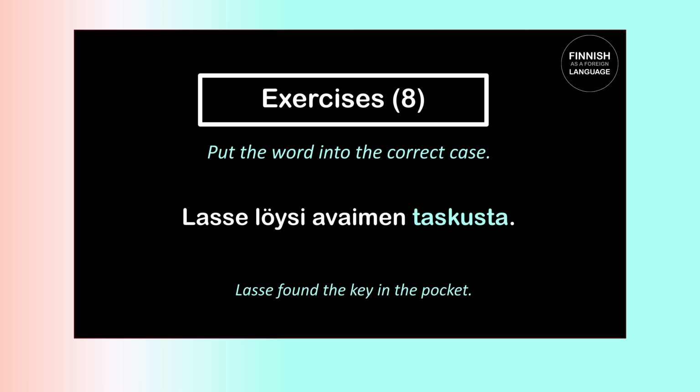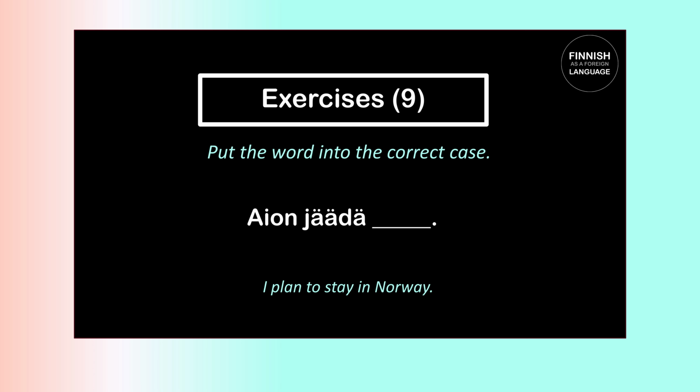And our last one for today. I intend to stay in Norway. Aion jäädä. Which case do we need here? That's right, we need the illative case, which is why we say Norjaan. Aion jäädä Norjaan. I intend to stay in Norway. Here we need the illative case because of the verb jäädä.